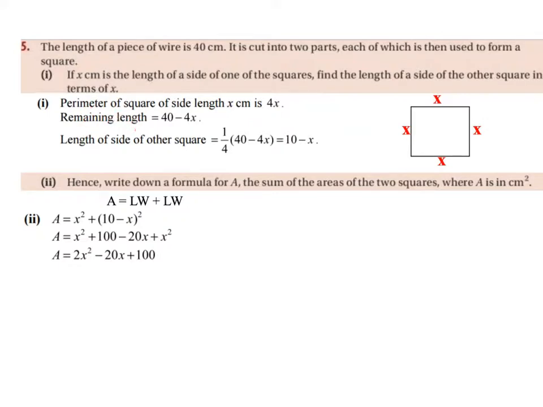So the remaining length is 40 minus 4x. So remember, we were given 40 centimeters for the piece of wire. It was cut into two parts. It wasn't necessarily cut into two equal parts. One of those parts is used to make the perimeter of this square. So one of those parts is 4x. And the remaining length, or the leftover part, is going to be the 40 centimeters minus the 4x. So the remaining length is going to be 40 minus 4x.